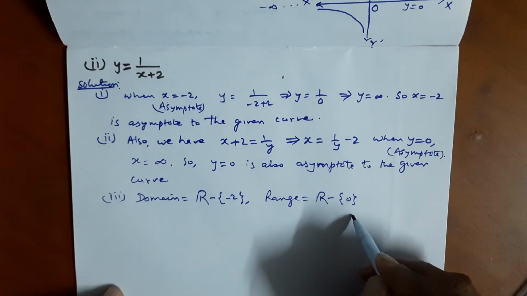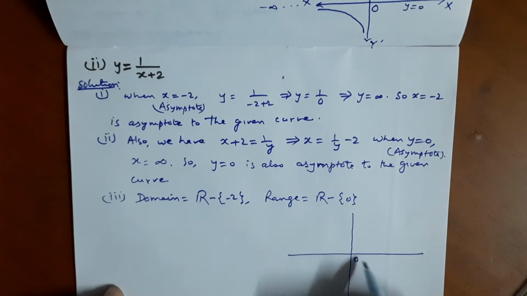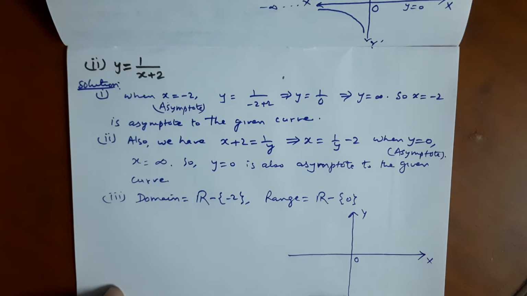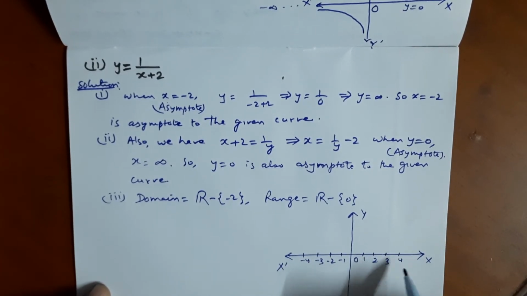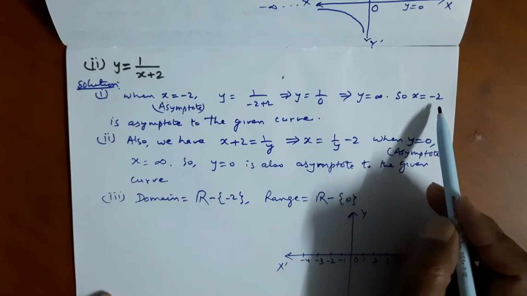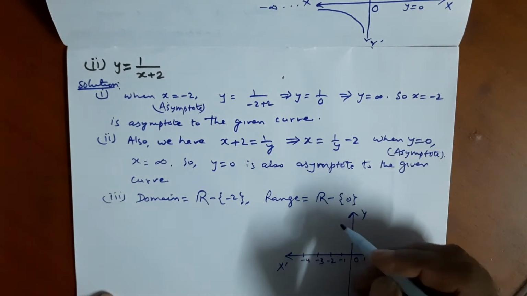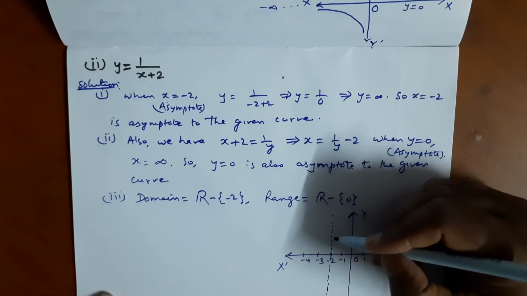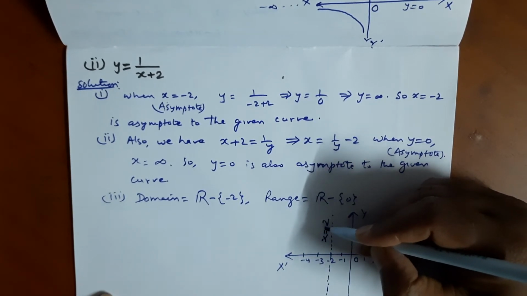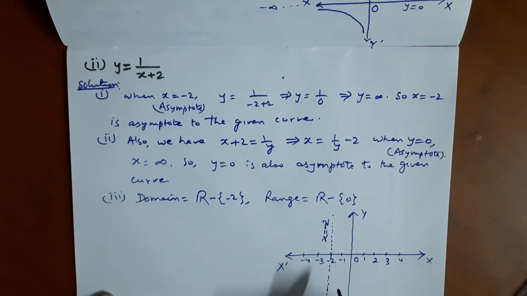Okay, origin, x-axis, y-axis, here x dash, sorry, y dash, here x dash. And now this is 1, 2, here -1, -2, -3, -4, and so on, here 3, 4, and so on. Okay, so x equals -2 is the asymptote, so x equals -2 is the straight line parallel to the y-axis. So this is the straight line x equals -2, parallel to the y-axis, and this is the asymptote to the given curve.